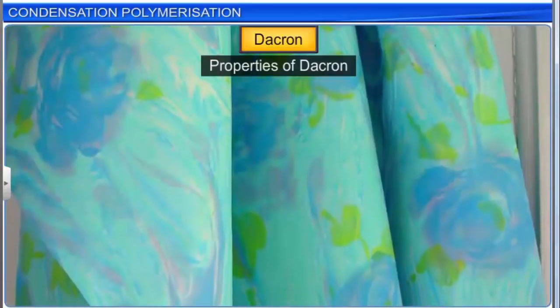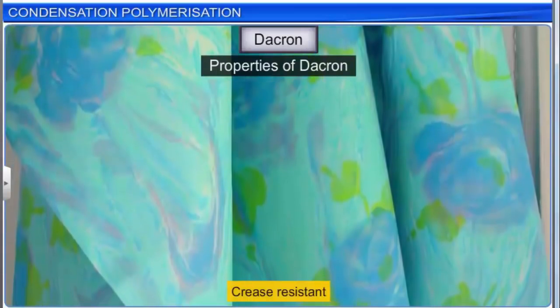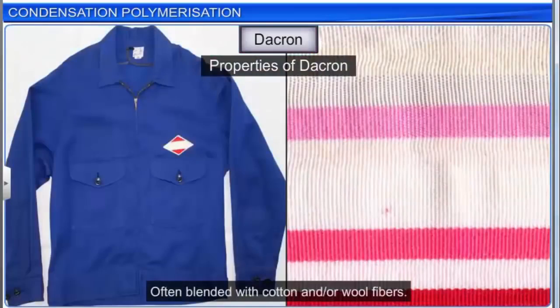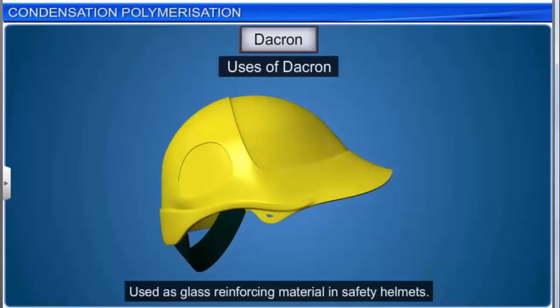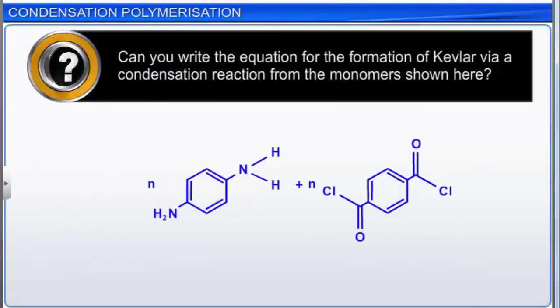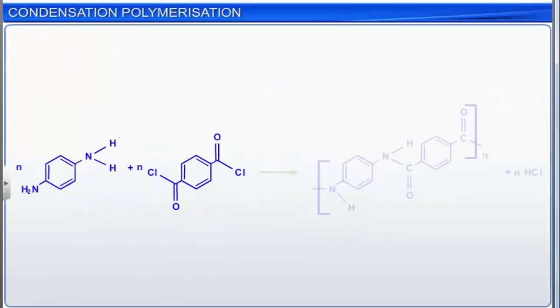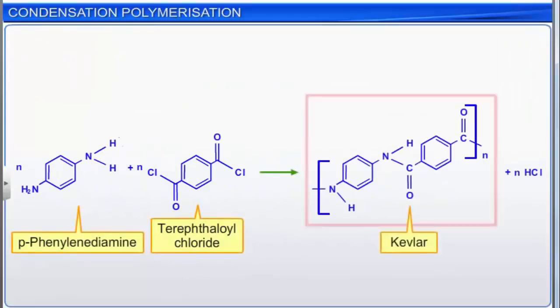Dacron is grease resistant. Therefore, it is often blended with cotton and/or wool. It is also used as glass reinforcing material in safety helmets. Can you write the equation for the formation of Kevlar via a condensation reaction from the monomers shown here? These two monomers can form a polyamide chain with para or 1,4 linkages. Notice that HCl is formed during the condensation reaction.